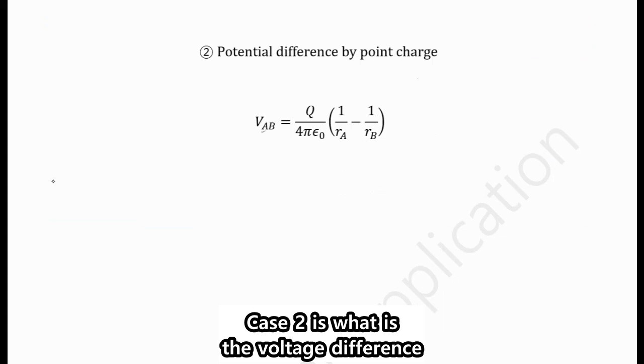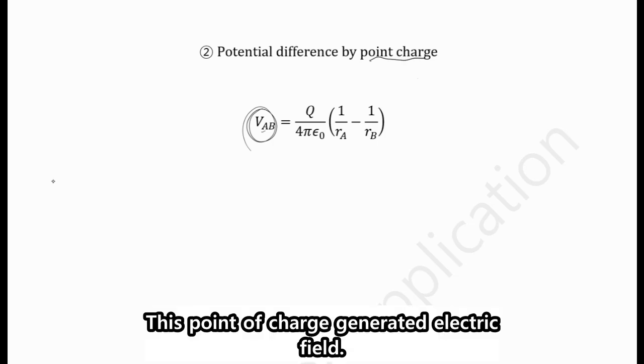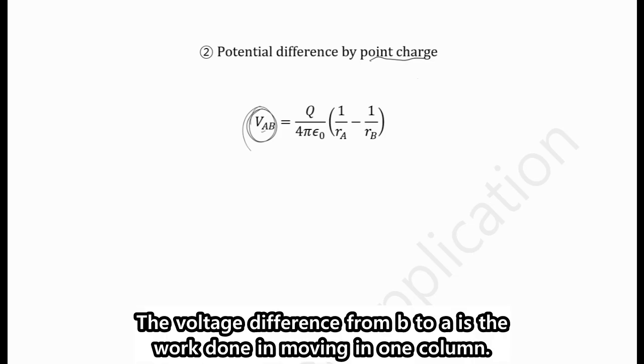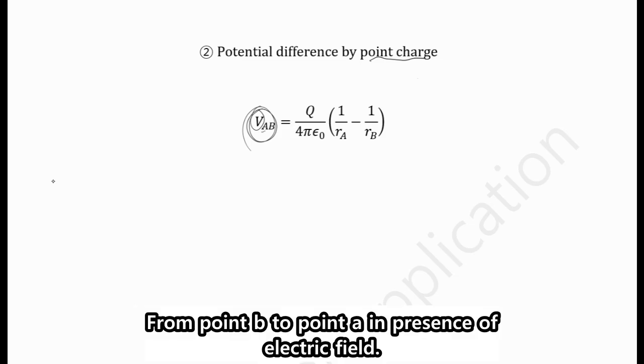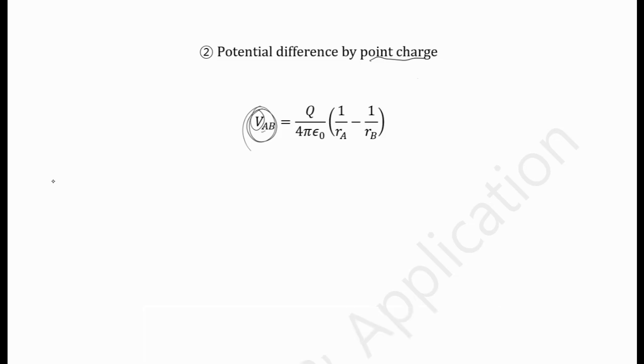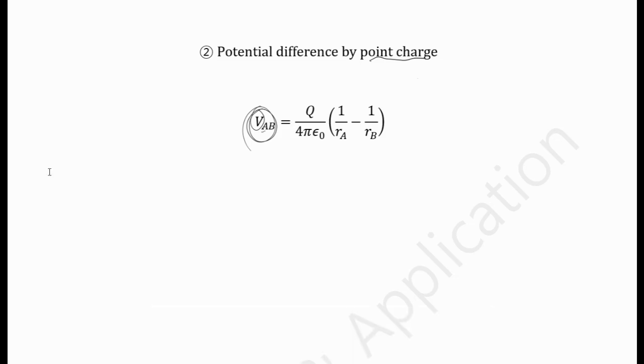So case 2 is: what is the potential difference between A and B in the presence of a point charge? This point charge generates the electric field. The voltage difference from B to A is the work done in moving 1 Coulomb from point B to point A in the presence of the electric field, which is generated by the point charge.